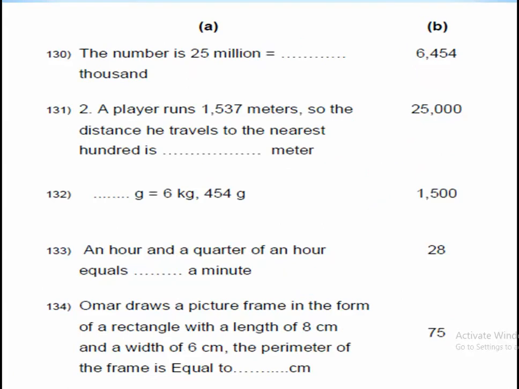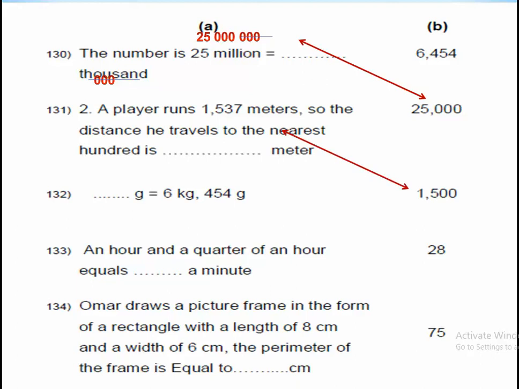The number 25 million equals how many thousand? Let's cross the 3 zeros from here, and from here it will be 25,000. A player runs 1537 meters, so the distance he travels to the nearest hundred, 5 is the hundreds digit, so it will be 1500.